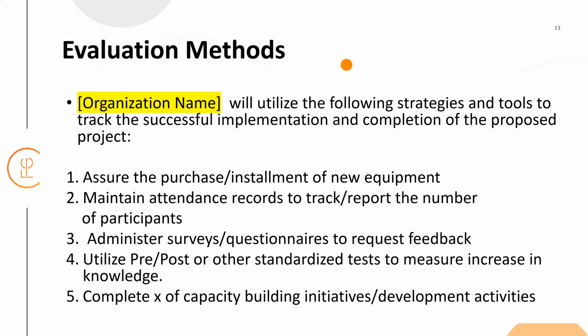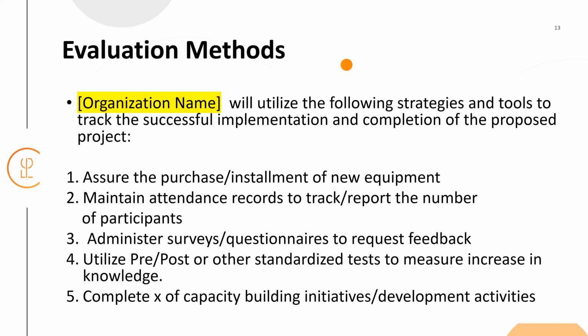Just simply insert your organization and say, we will utilize the following strategies and tools to track the successful implementation and completion of the proposed project. If you are looking at a capital campaign and it's something where you're just buying equipment, you can break this down into 3 different goals: assure the purchase of the equipment. Goal 2, or the evaluation, might be confirm the successful installation of the equipment. The next one might be ensure that all of the team has been trained on the new equipment. If you're doing a program, you might move on and talk about attendance records, administering the evaluation method tools, and then finally, completing certain capacity building initiatives.